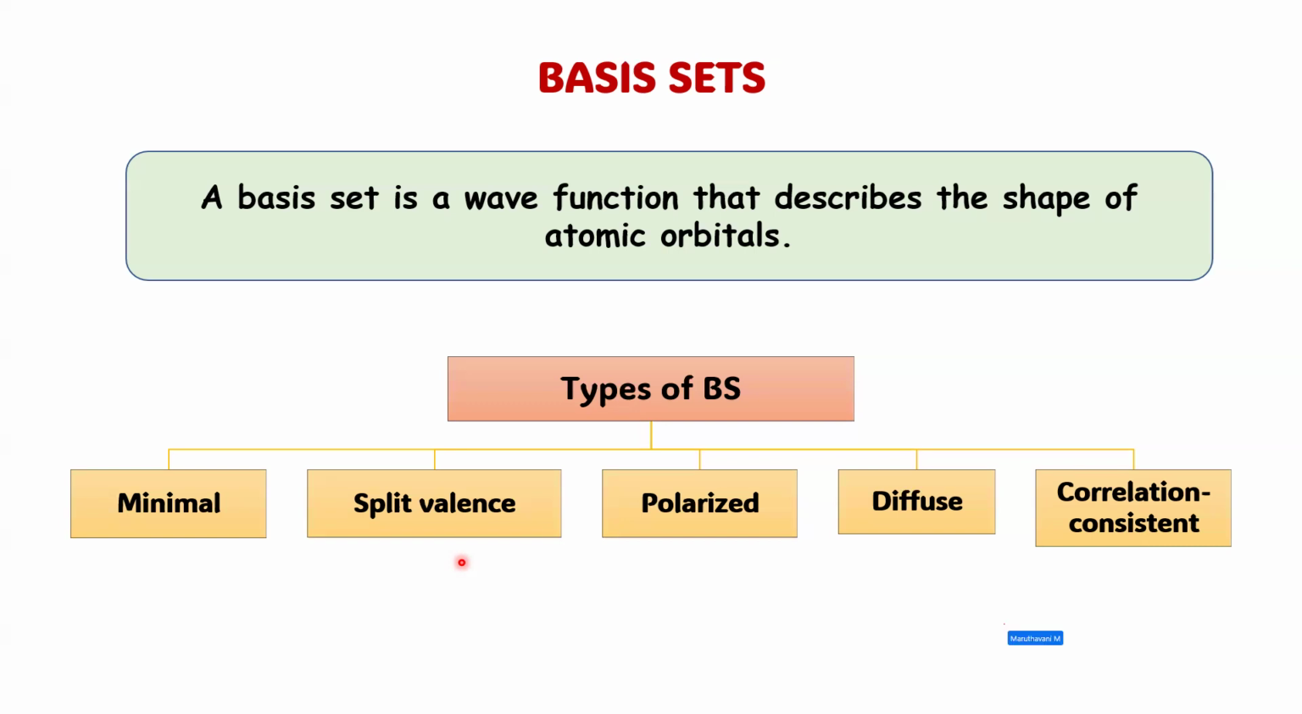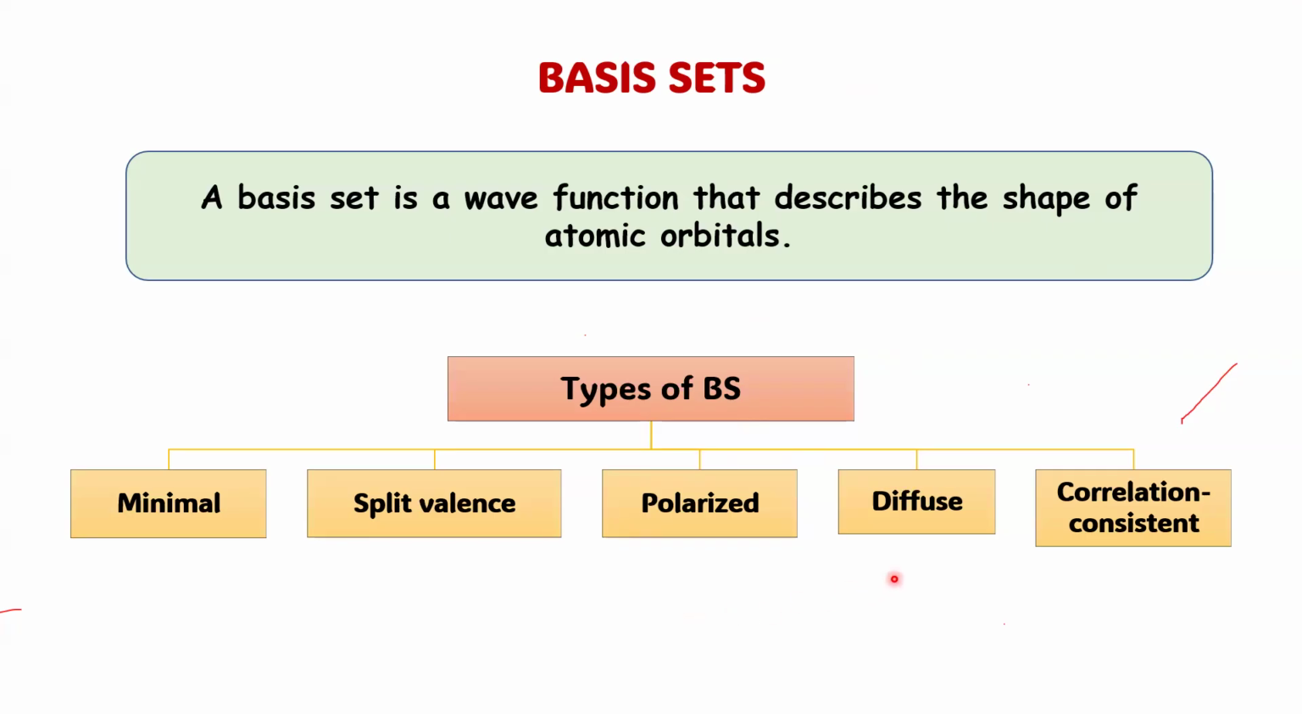The third one is the polarized basis set. We use the polarized basis set to add polarization functions to the basis set. Why do we need to add polarization functions? Because there may be some distortion of the electron cloud in the presence of other atoms. For that purpose, to account for the distortion of the electron cloud, we add polarization functions. Such basis sets are known as polarized basis sets.